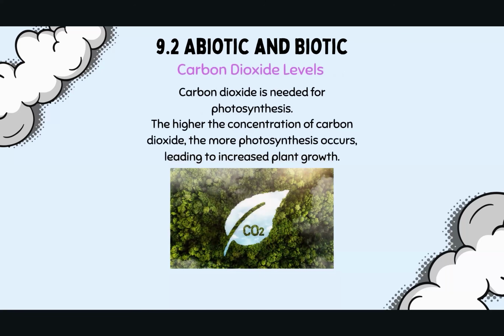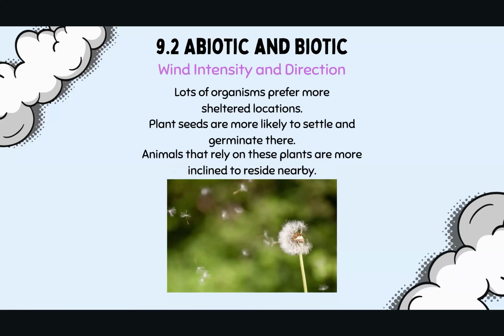Carbon dioxide levels. So this is something that's needed for photosynthesis. The higher the concentration of carbon dioxide, the more photosynthesis will occur, leading to increased plant growth. And right now we're increasing the carbon dioxide levels because of different man-made reasons, which will come later in this topic. Wind intensity and direction. So lots of organisms prefer sheltered locations. And plants are more likely to settle and germinate in a sheltered location. So animals, generally speaking, live around those sheltered areas because they would expect more plant life, more food to be there.